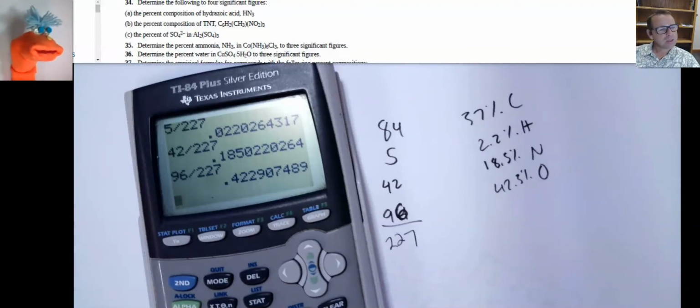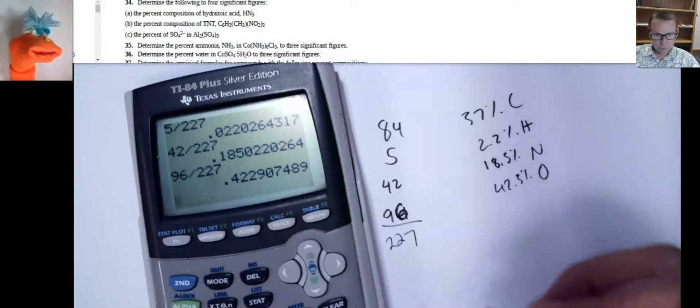The percent of the SO4 2- in Al2(SO4)3, aluminum sulfate. Okay, so what do we do there? Just find the mass of the SO4 and put it over the mass of the total? I think that's what we're trying to do there. Yeah. Let me get Google here. Molar mass of aluminum sulfate.